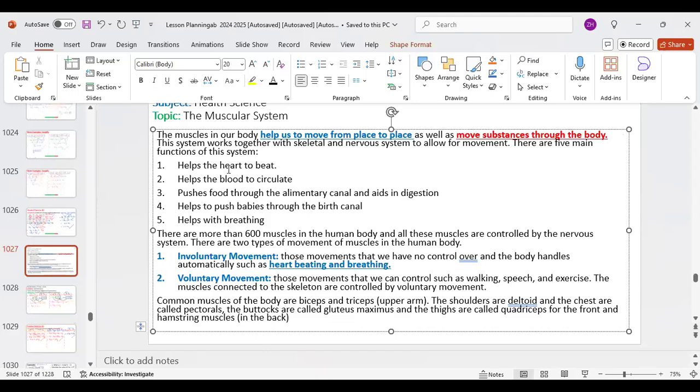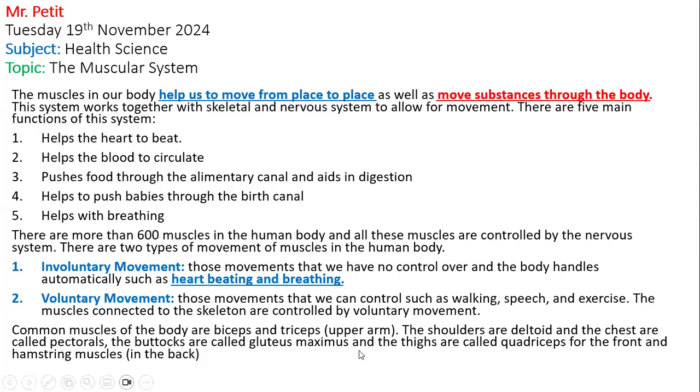Okay. So the upper arm muscles, what do we call that? Biceps and triceps. The shoulders are called what? Deltoid. The chest is called the what? Pectorals. The buttocks are called what? Gluteus maximus. Very good. The thighs are called quadriceps, that's for the front, and the back is called what? Hamstring. Very good. Do you all have this written down? Let me know if you have this written down.